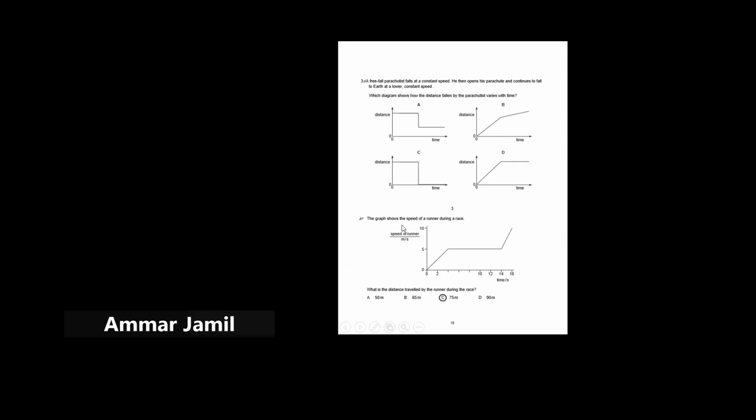Okay. Next, 37, the graph shows the speed of a runner. What is the distance? If you calculate the area under this triangle, the area of this rectangle, the area of this triangle, and then the area of this rectangle, add them together, you should get 75 meters.